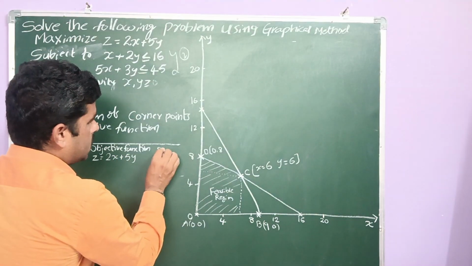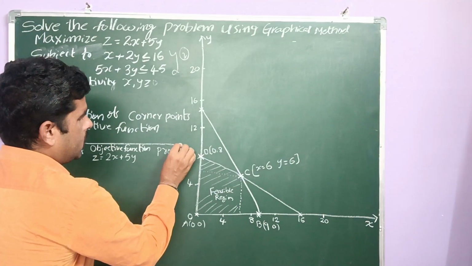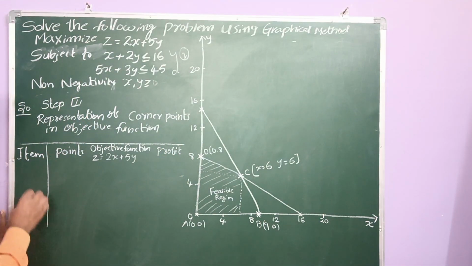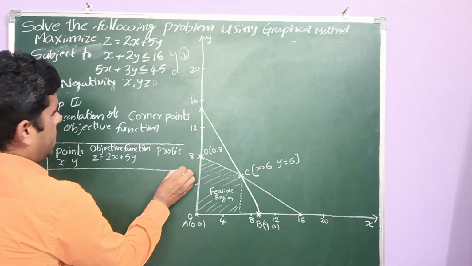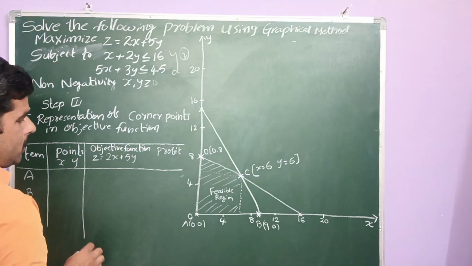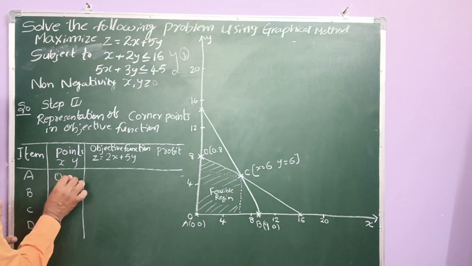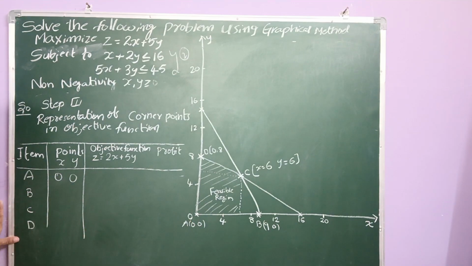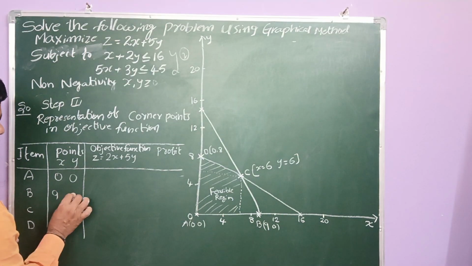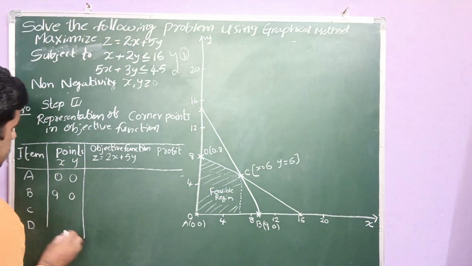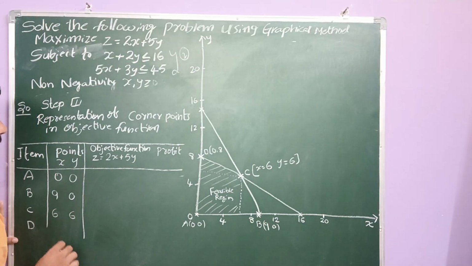Then here the profits. How much profit will we get? We are going to write the profits here. So here corner A, corner B, corner C, corner D. X points and Y points. So for A, x is 0 and y is 0. Okay, then the next, B: x is 9 and y is 0. Then C is 6 and 6. Then D is 0 and 8.